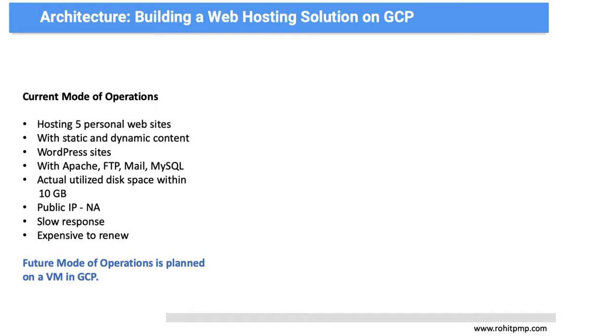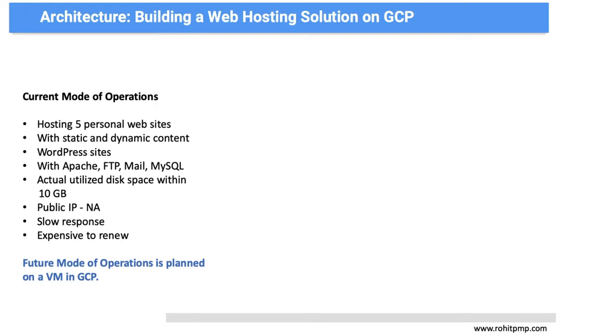I was not allocated a public IP. That was a bad thing there. It was kind of a limitation because if my domain name service is not working, then I can't even reach my server. So public IP definitely helps at times. There were instances of slow response as well, and it is definitely expensive to renew.